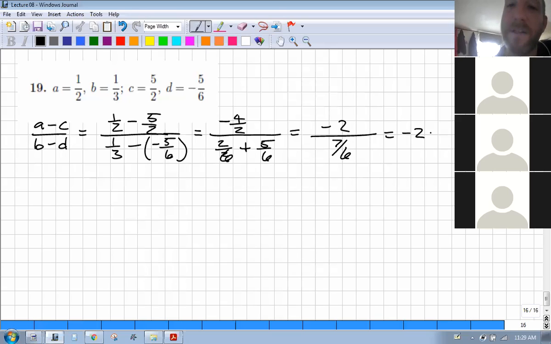Dividing by a fraction is the same as multiplying by its reciprocal. We have -12/7. Okay. Let's take a 15-minute break, and we'll come back at 11:45 so we can wake up.